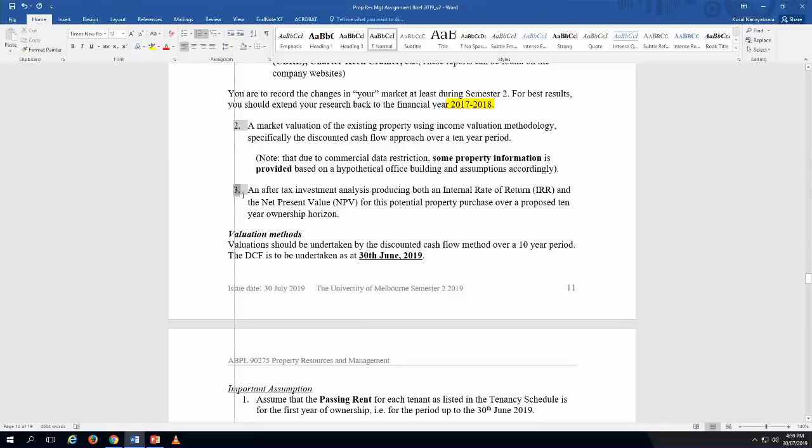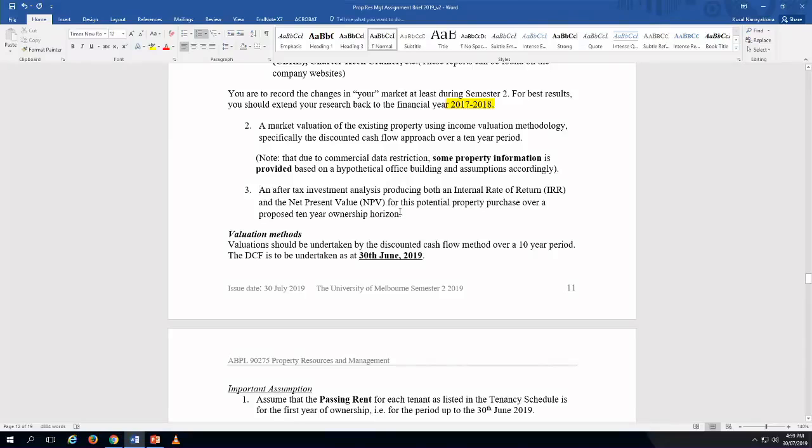And your third focus should be on an after-tax investment analysis producing both an internal rate of return and net present value for this potential property purchase over a proposed 10-year ownership period. So tax, we will be discussing probably in week 6 or 7. Up to that, you can finish those things. You can start the market analysis now while you don't have much work on other assignments.